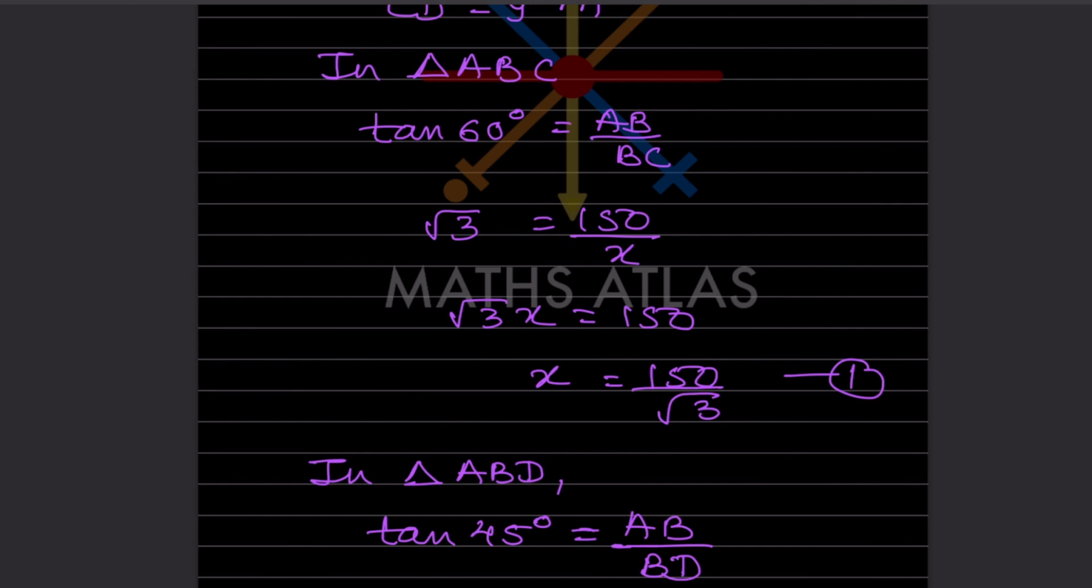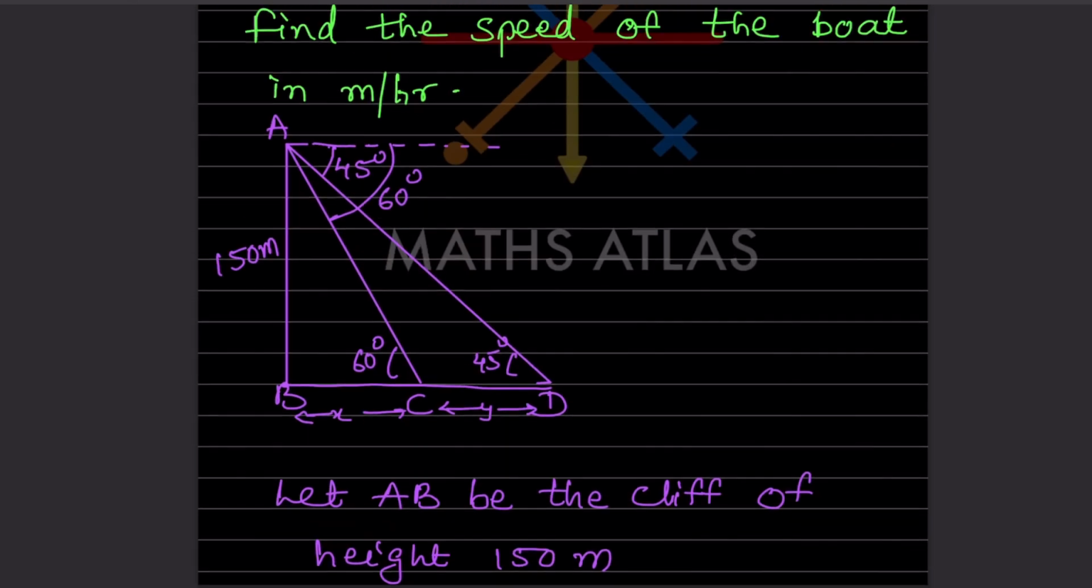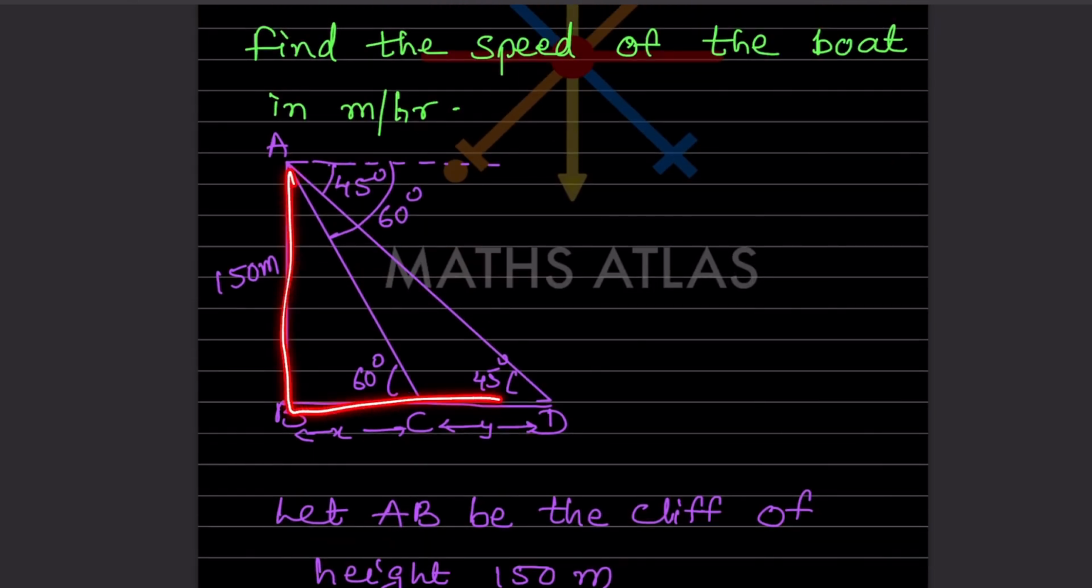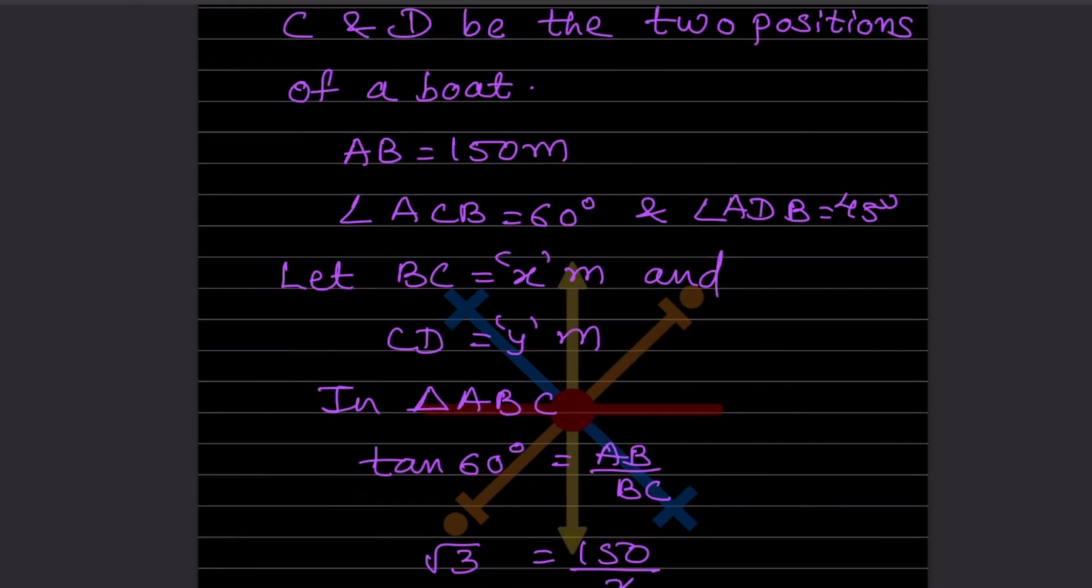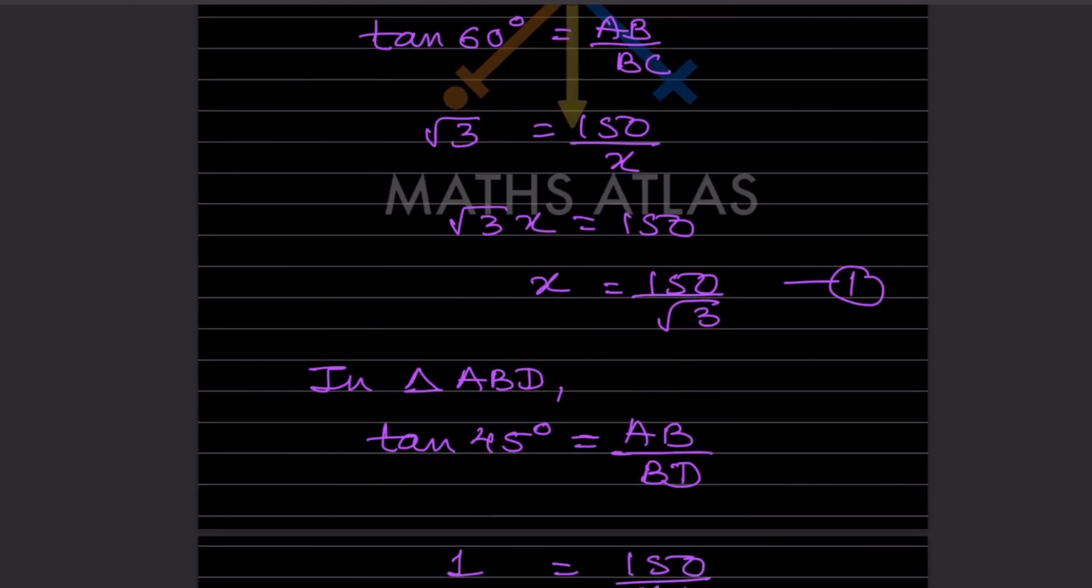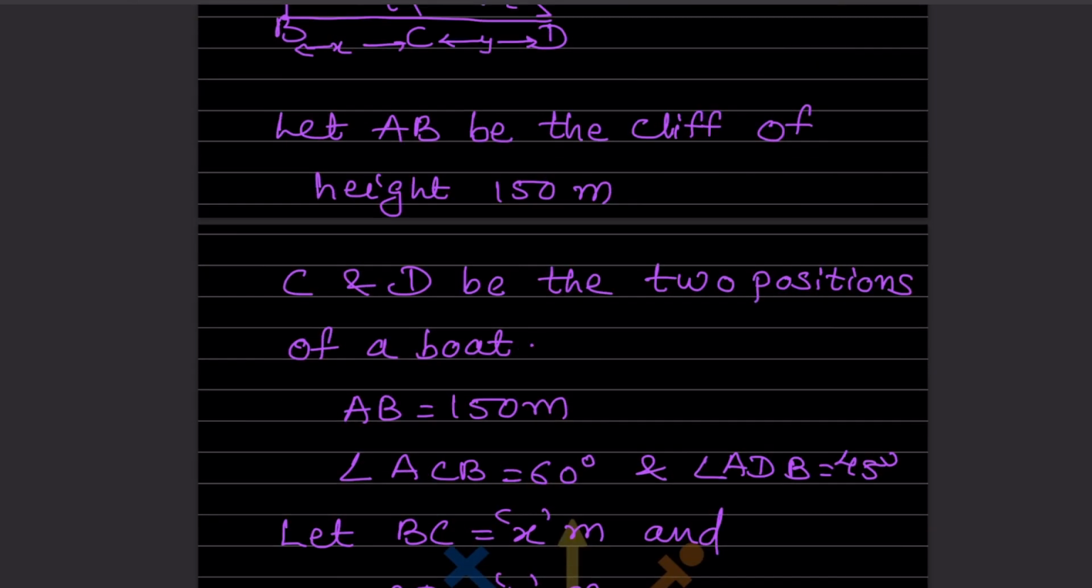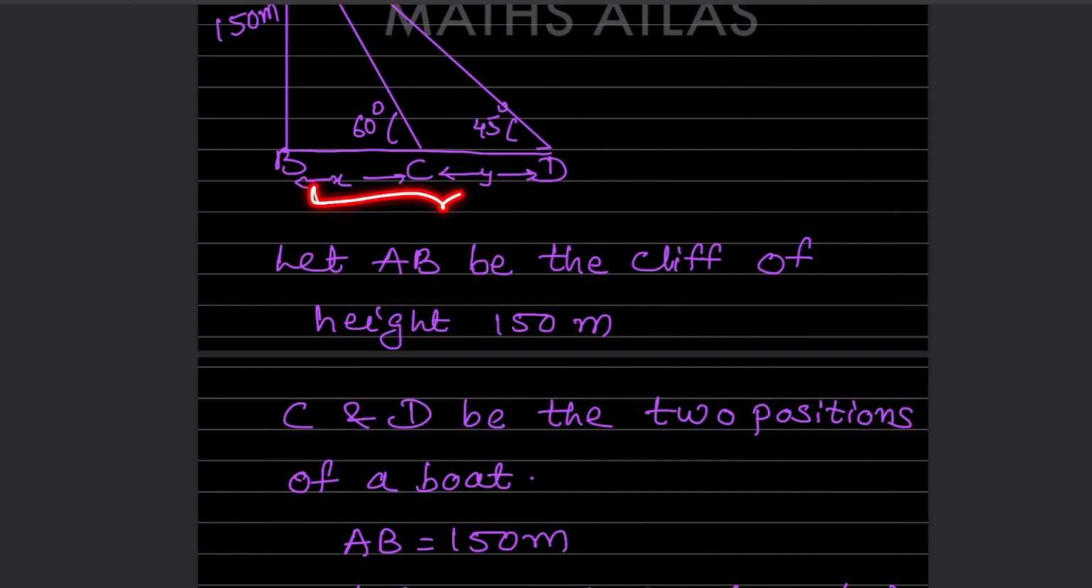Now let us take the other triangle, that is triangle ABD. Here, this angle is 45, so this will be the opposite side, and this is the adjacent side. So now what will you write here? tan 45 is AB by BD. This BD means this whole thing. So this is AB by BD.